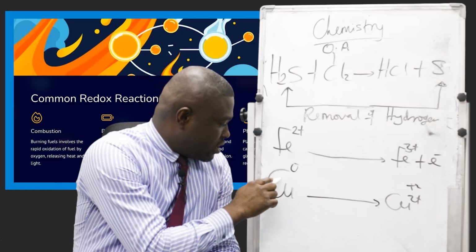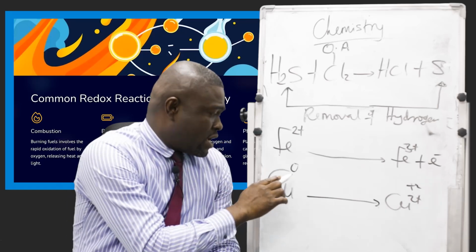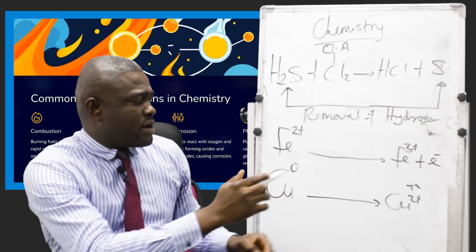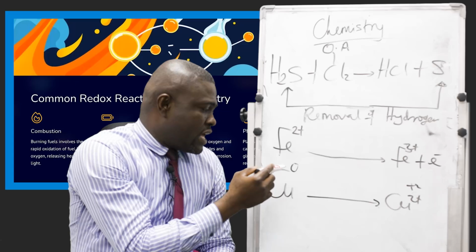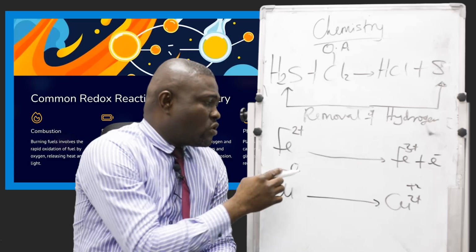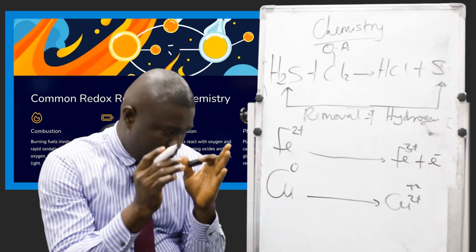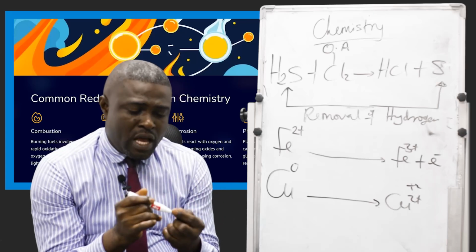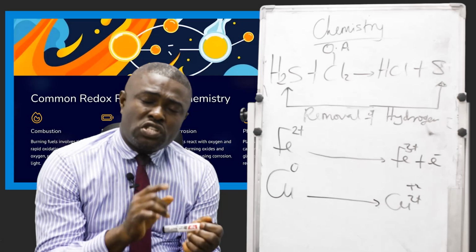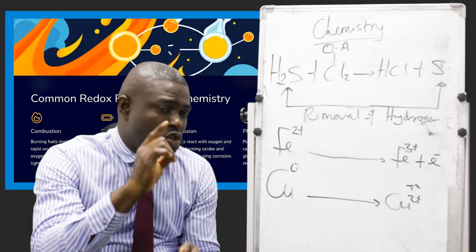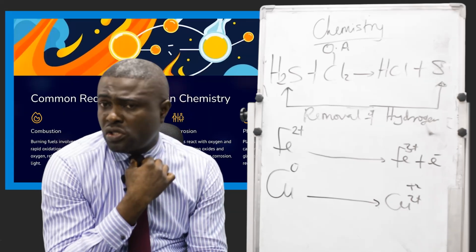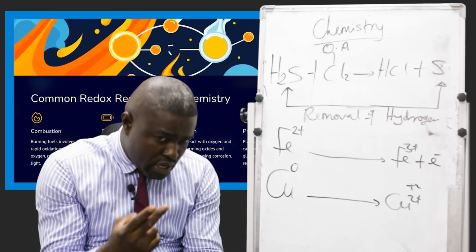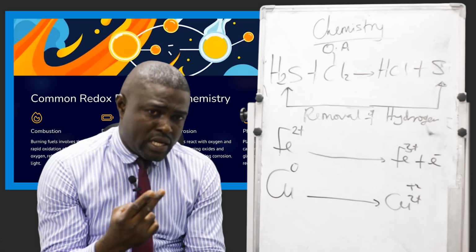I have a copper atom here, neutral. It's a neutral atom. There is no charge. I have Cu2+ at my right-hand side. That means the oxidation number moved from 0 to +2. That means there is an increase in oxidation number. That is oxidation. But I said where there is an increase in oxidation number, there is also loss of electron. In fact, both of them move together.